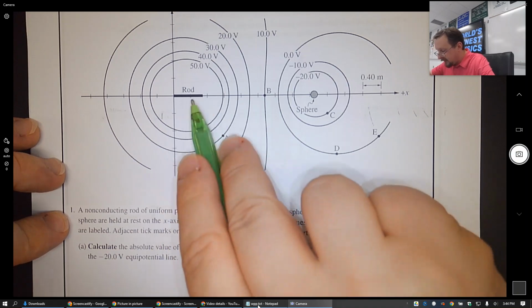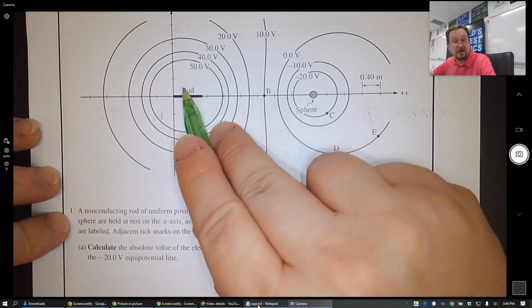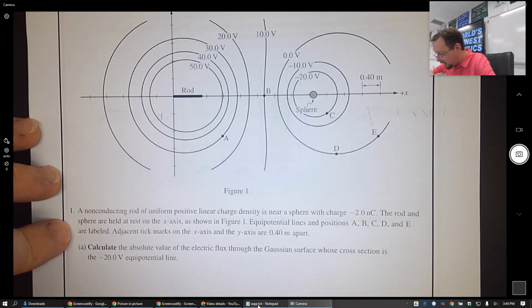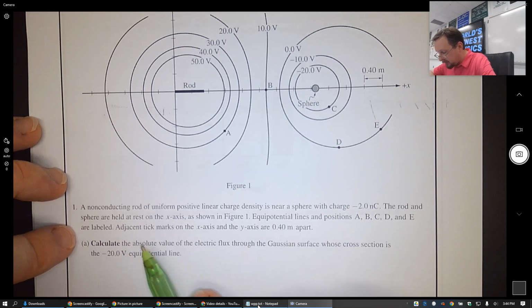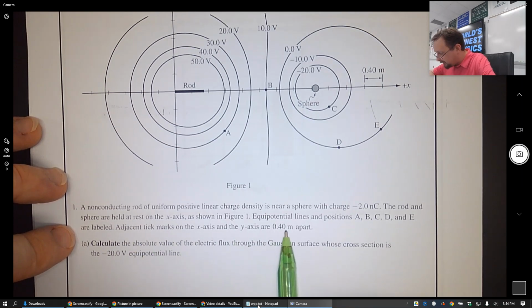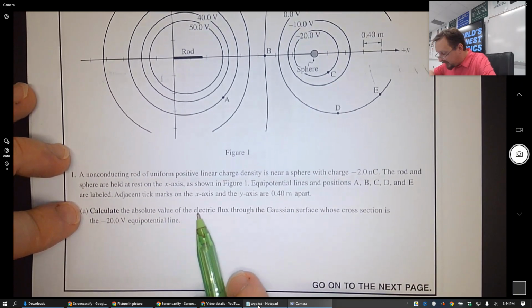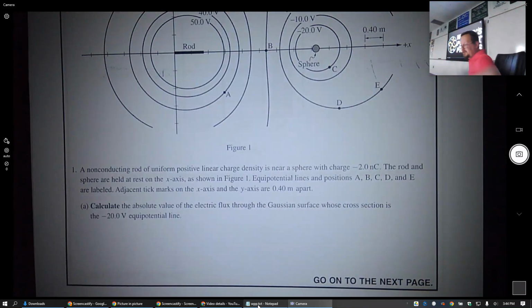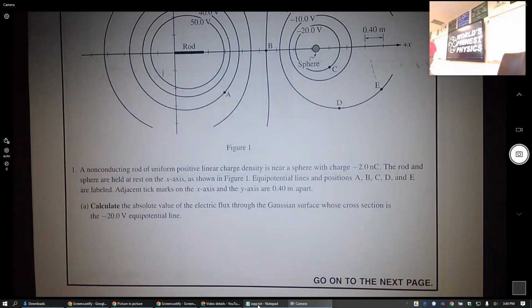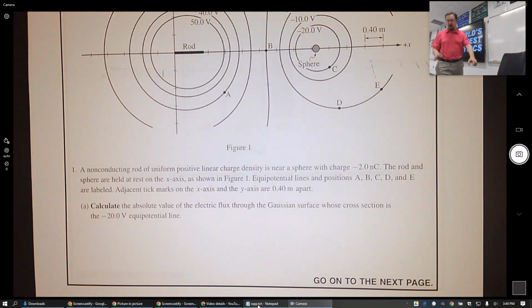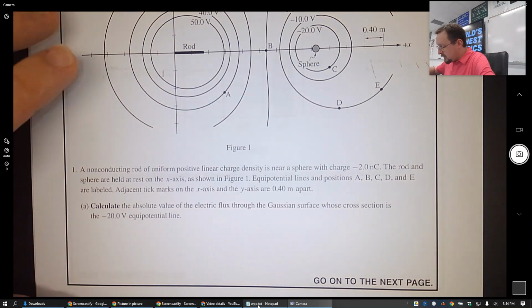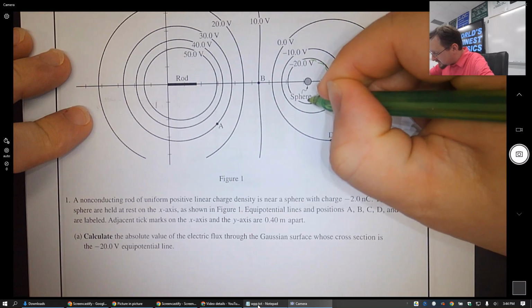The isolines, okay, so this is positive because we have higher potentials as we get to it. Negative because we're getting more and more negative potentials as we get closer to that. Positions A, B, C, D are labeled. Adjacent tick marks on the x-axis are 0.4 meters apart. Calculate the absolute value of the electric flux through the Gaussian surface whose cross-section is the negative 20 volt line. Of course I have to move around in order to keep the lights on. So in other words, what is the electric flux through this Gaussian surface?